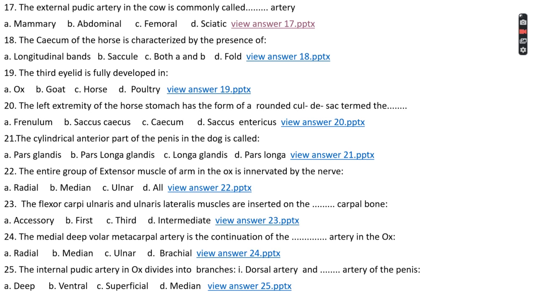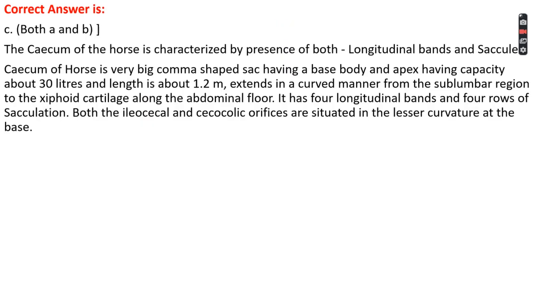Question number 18. The cecum of the horse is characterized by the presence of option A longitudinal band, option B saccule, option C both A and B, option D fold. The right answer is option C, that is both A and B. The cecum of the horse is characterized by the presence of both longitudinal bands and saccules.